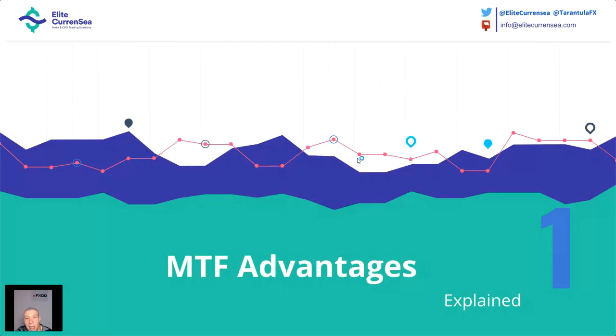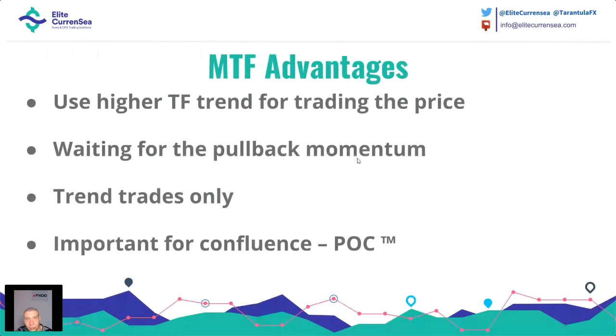So first of all, we come with the Mtf advantages. The Mtf advantages are we use higher time frame trend for trading the price. When I say higher time frame trend, I literally mean we actually piggyback trend and momentum from higher time frames to lower time frames. We always wait for the pullback before we make an entry. So we use higher time frames for trading the price, but we wait for the pullback momentum in order to trade the price.